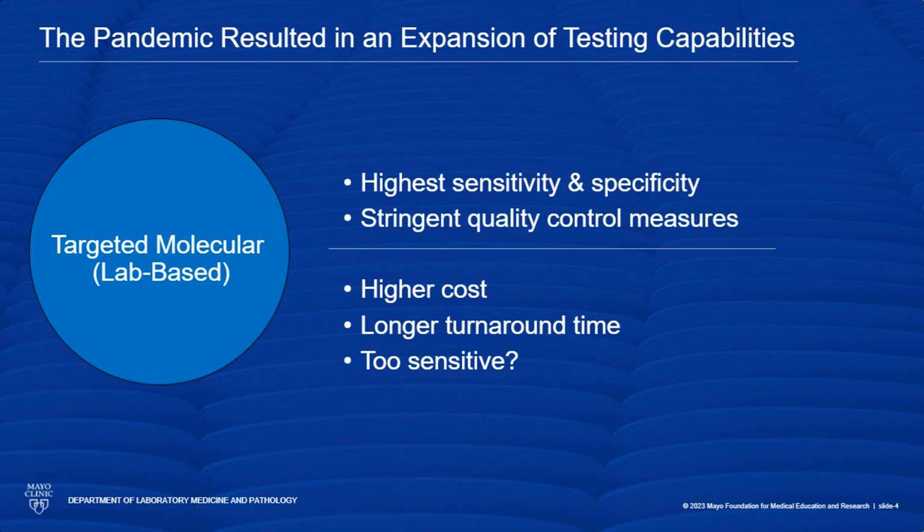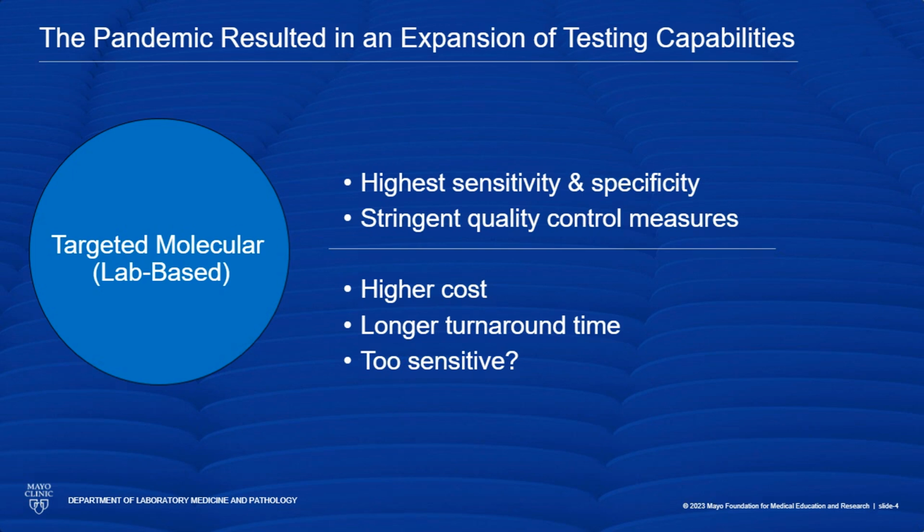So I'm going to review the variety of diagnostic options that we have, as well as highlight some of the advantages and limitations of those methods. So early during the pandemic, what we had at our disposal to work up cases of not only COVID, but other respiratory infections was mainly targeted molecular assays, and those were performed in a clinical laboratory.